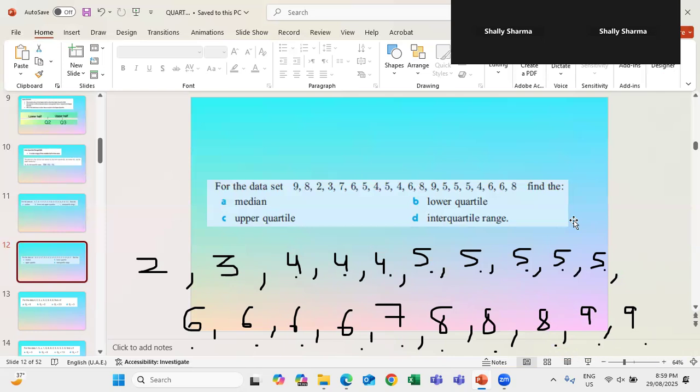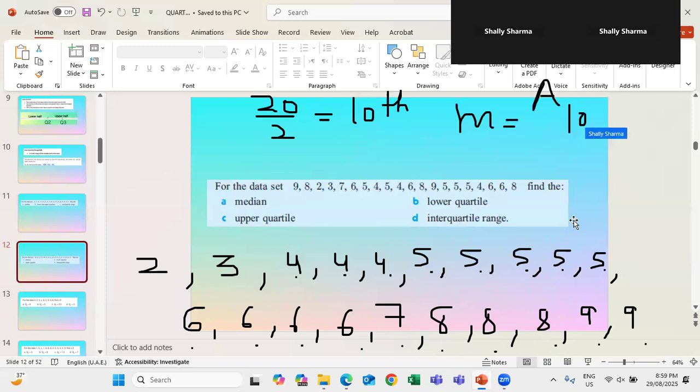Now my data is in ascending order. Now there are 20 values. So do we do 20 by 2, if I have to find it using the formula? No. When it is an even number of terms, you need not add anything. You just do 20 divided by 2, which is the 10th value. Then the median will be the average of the 10th value and the 11th value. So you will find the 10th value and the 10 plus 1, that is 11th value. Find the average of those two. That will be the median.